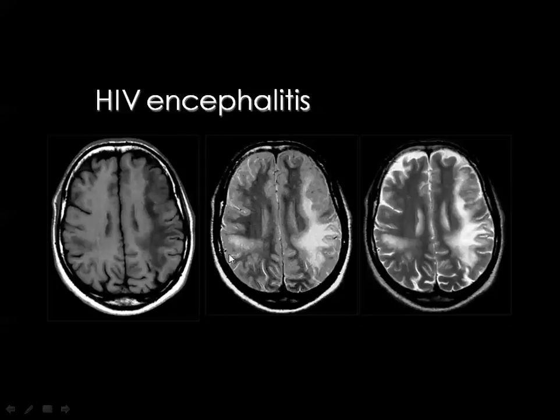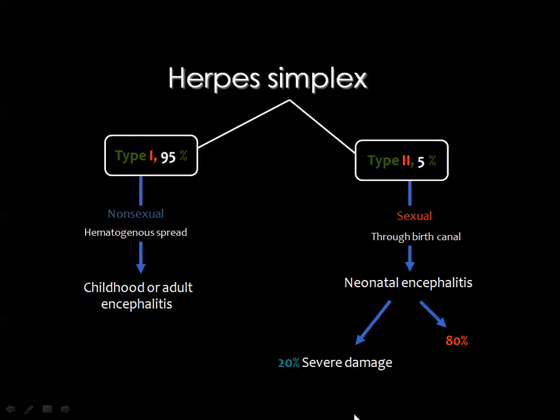The HIV virus may also affect the brain, resulting in encephalitis. And in this case, by MRI, this is T1 and this is T2 weighted images. Then you can see multiple bilateral cerebral lesions of low signal in the T1 and high signal in the T2.